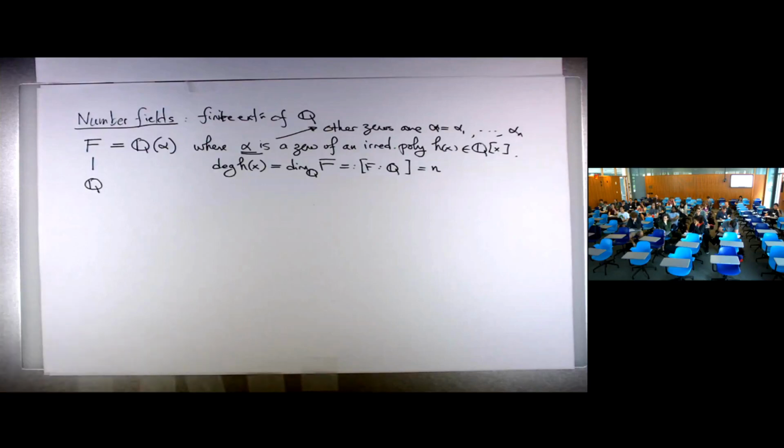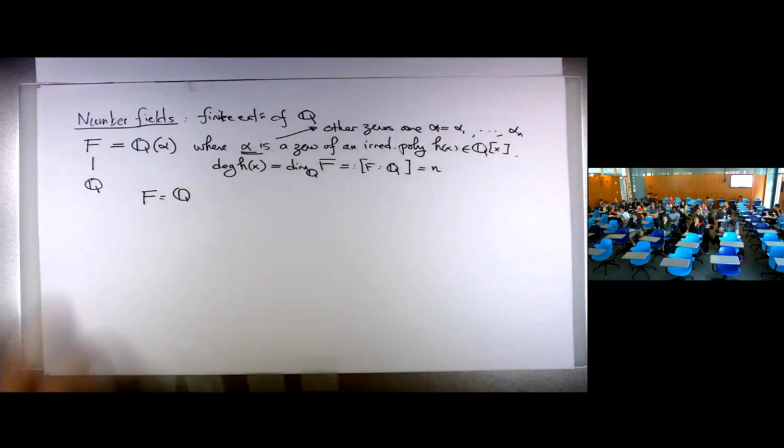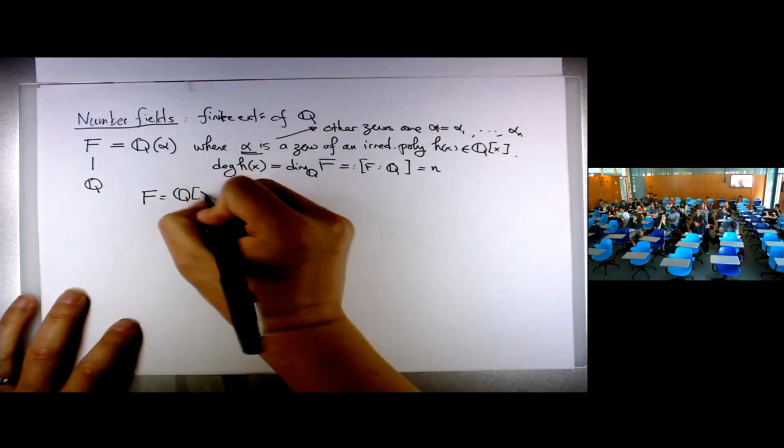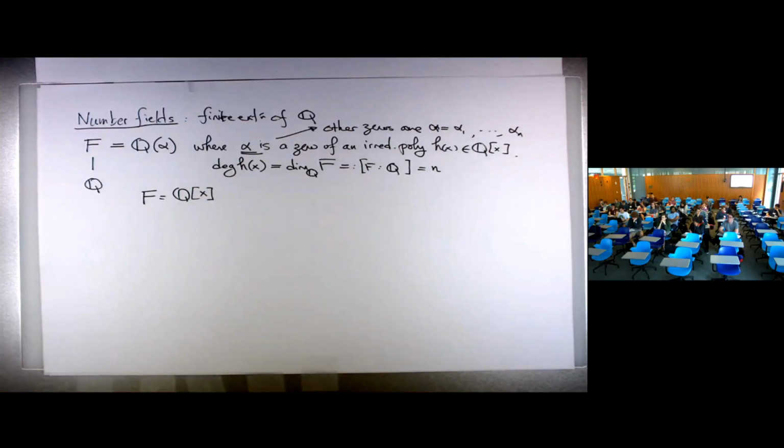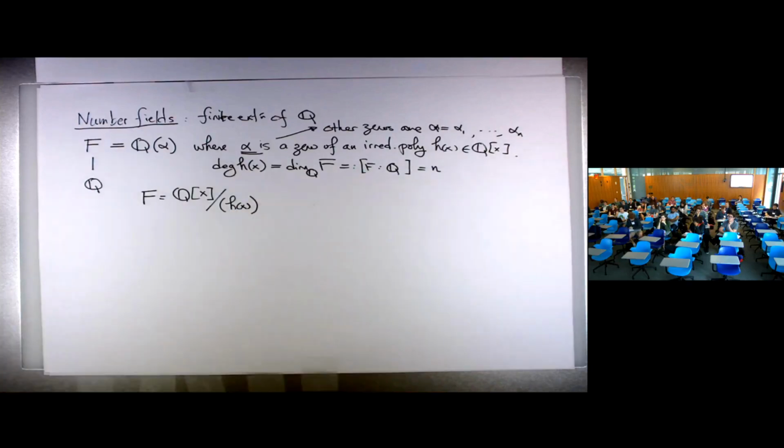Okay? So now the idea is I don't want to think of alpha as an actual complex number. In some sense, I want to think of alpha as just a zero of this polynomial. I want to think of my F, instead of adjoining some concrete number alpha, as just adjoining an abstract variable x, except that I set h(x) to be 0. So this is some sort of abstract number field.